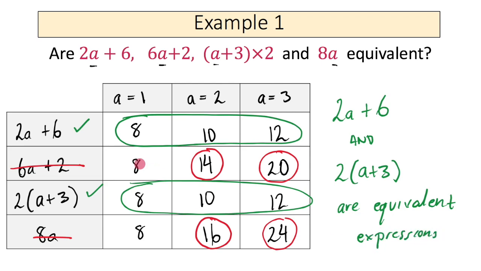Now that makes sense because we know our distributive law tells us that I could actually go 2 times a and 2 times 3, right? 2 times a is 2a. 2 times 3 is 6, plus 6, and 2a plus 6, they're the same there. So that's kind of another way of proving that they're equivalent. But again, this lesson is all about showing you how we can use substitution to prove whether or not expressions are equivalent.